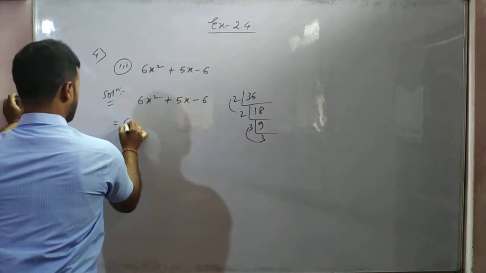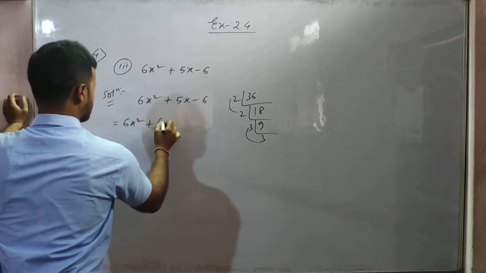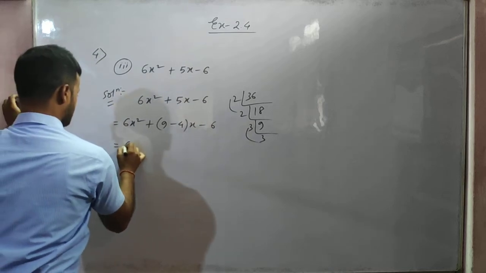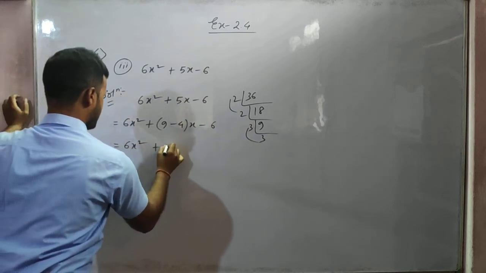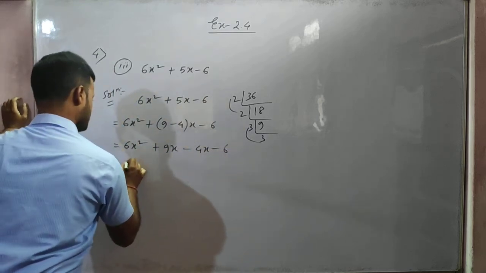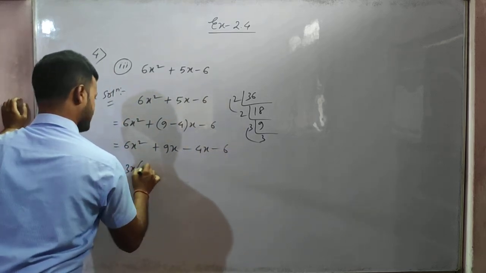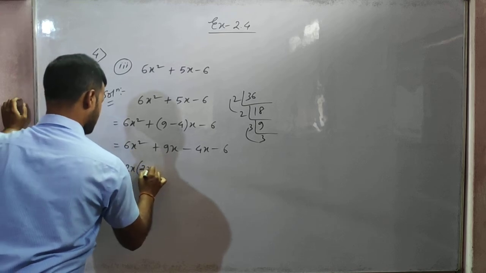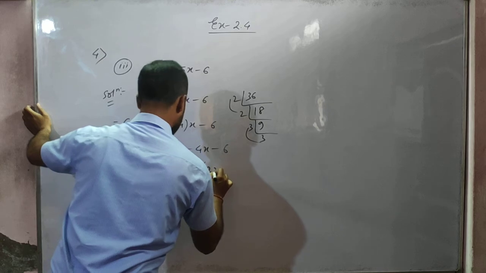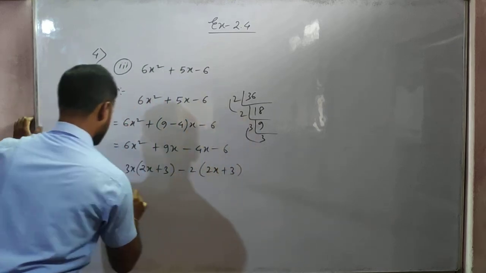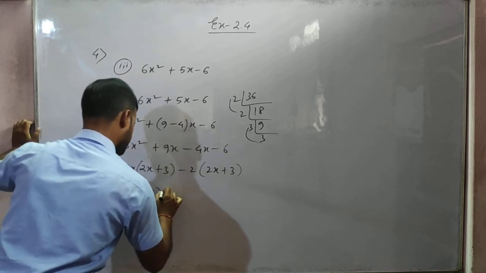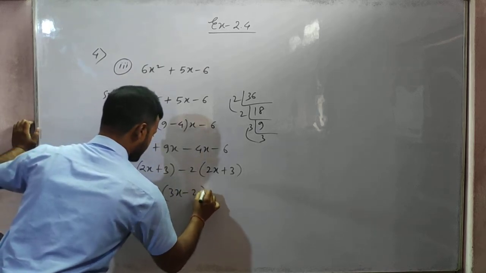So it is equal to 6x square plus 9x minus 4x minus 6, which is equal to 3x (2x plus 3) minus 2 (2x plus 3). So 2x plus 3 is common, so it will become (2x plus 3)(3x minus 2).